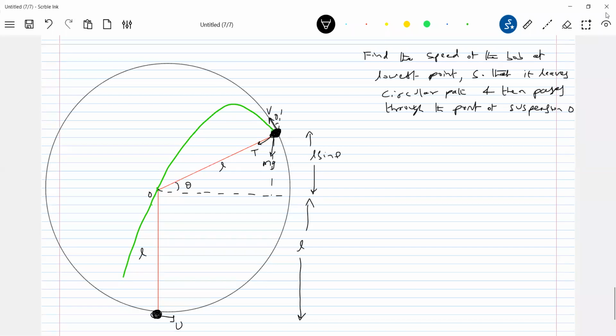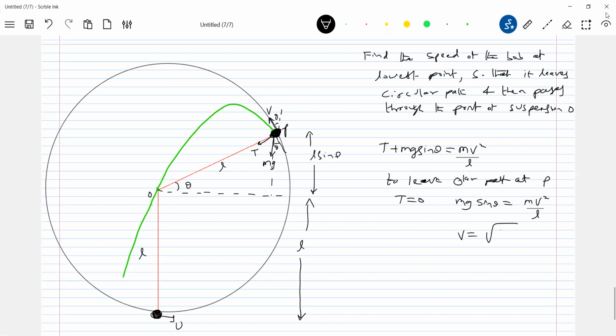There will be tension T. What is the equation? Basic equations we write. This will be theta. So T plus mg sine theta equal to mv square by L. To leave the circular path, at P, tension must be 0. So then the above equation will end up like this: mg sine theta equal to mv square by L. So V is equal to root of gL sine theta. Keep this equation in mind.